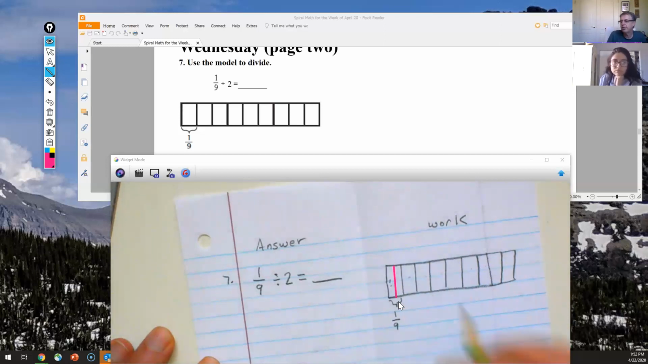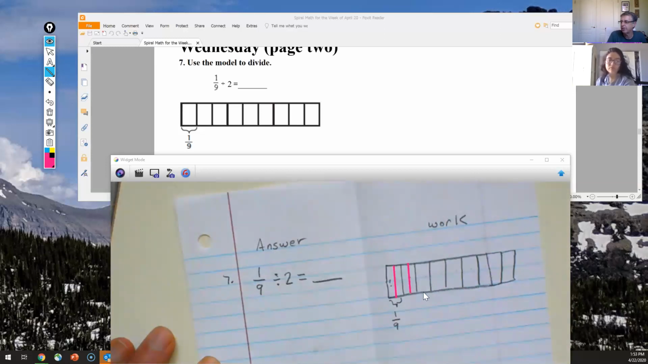We want to know what fraction that is. In order to do that, I take and divide each one of these into 2 pieces as well. The reason I want to do that is then I'm going to be able to determine the fraction for that question mark space. So I'm going to be drawing a half in each one of these 1/9.